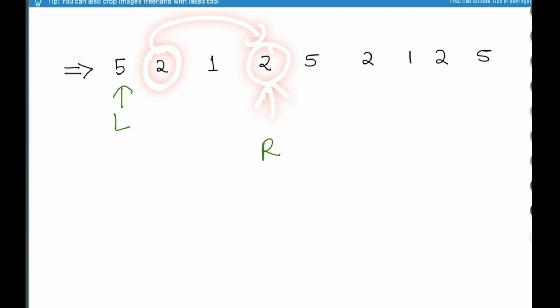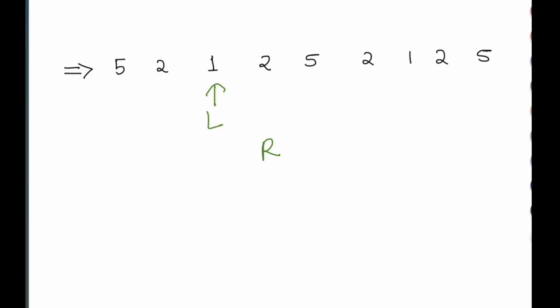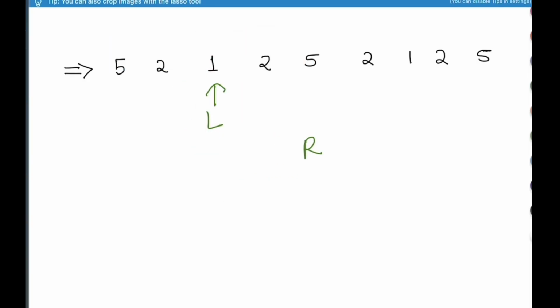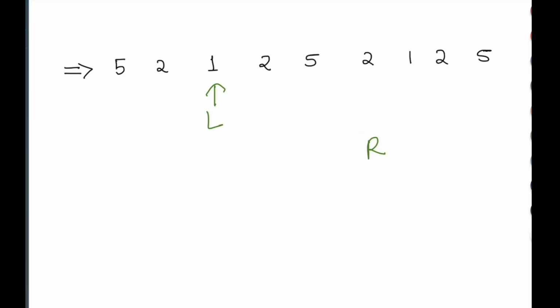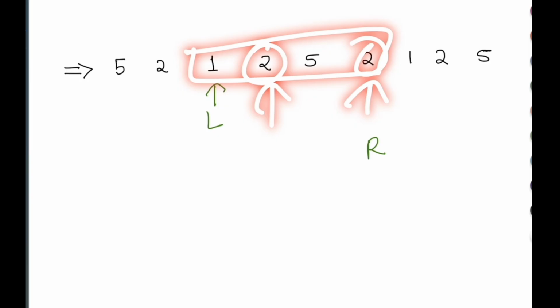Since this is the repeating element, we can move our left pointer here. So now our subarray is this one, 1 comma 2. Then we can move our right pointer again. Again there is a match. We have this 2 here, we have the 2 here. This is our subarray, so there is a match. So let's move our left pointer.